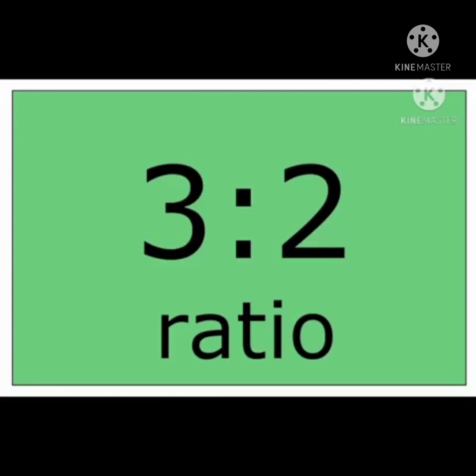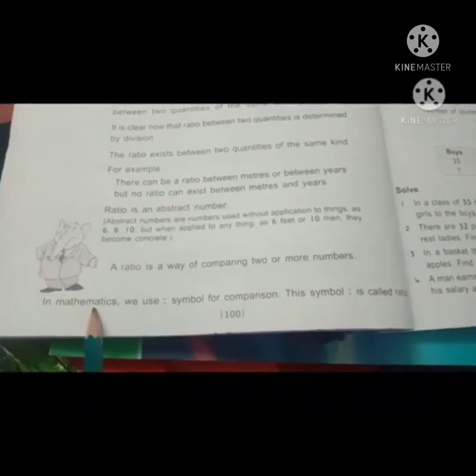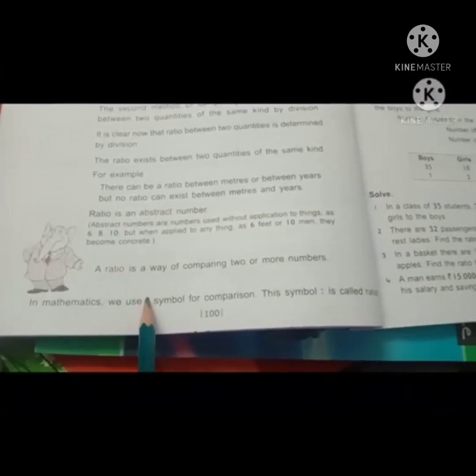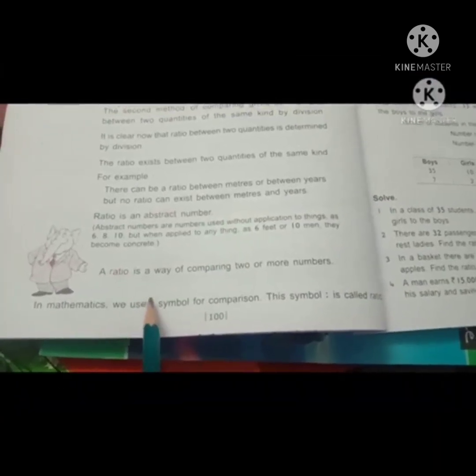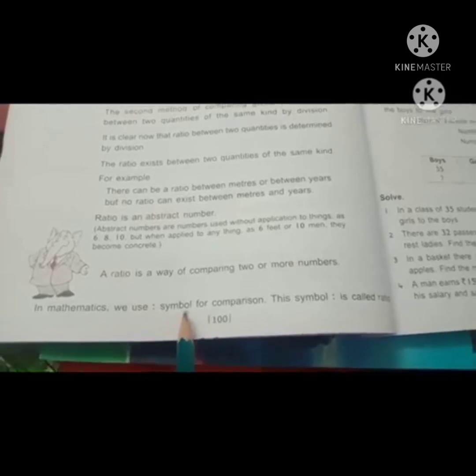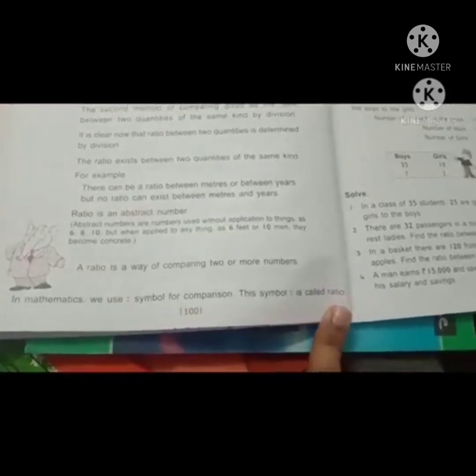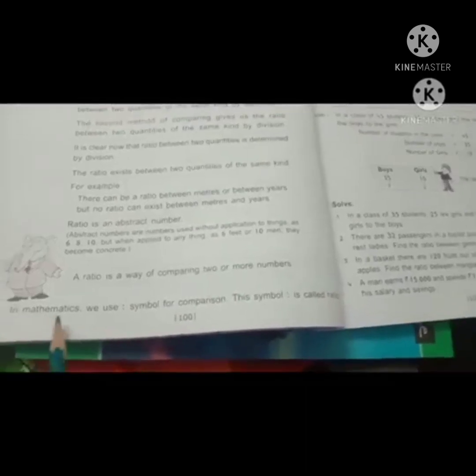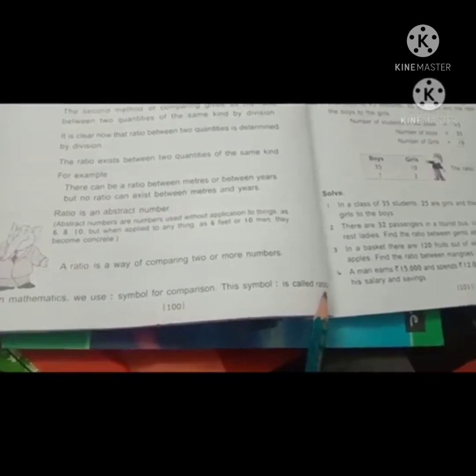We call that a ratio. Children, in mathematics, we use this symbol for comparison. This symbol is called ratio.